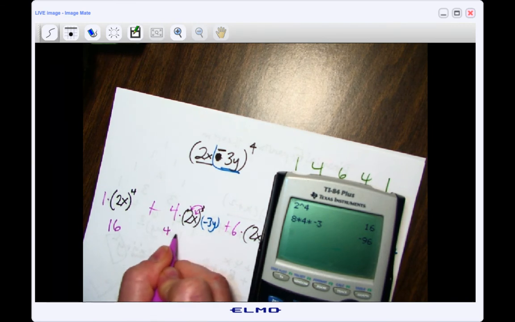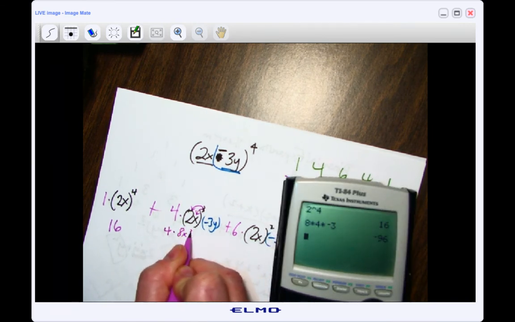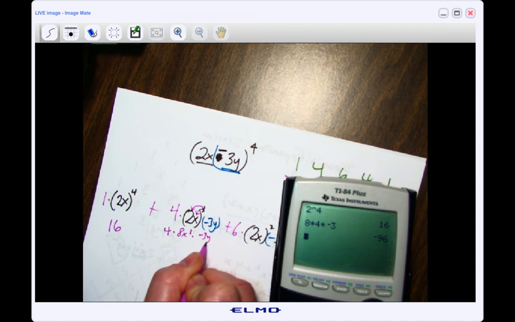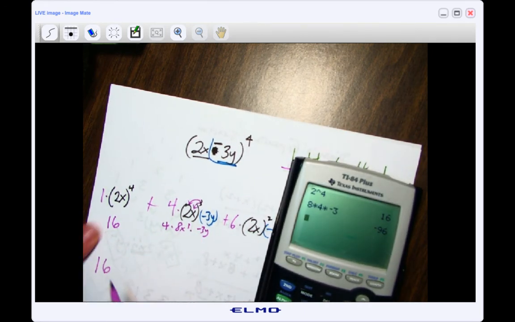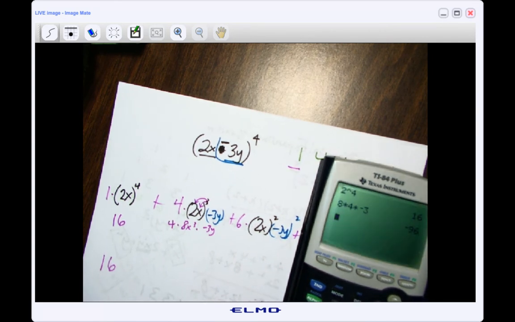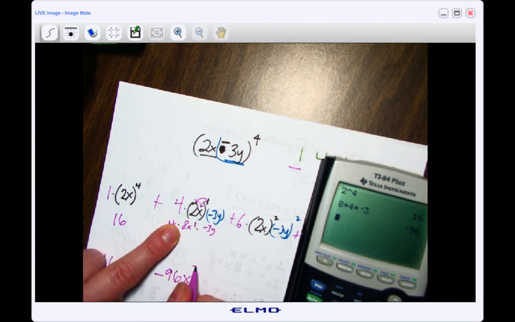So this is actually 4 times 8x to the 3rd times negative 3y. So when you multiply all that together, well, let me write it further down here so I can write up here. We get negative 96 when you multiply all the numbers together. You have an x to the 3rd and a y.